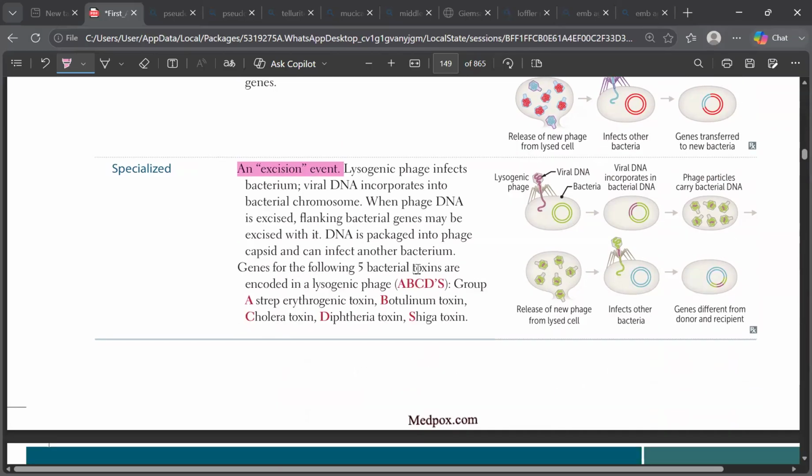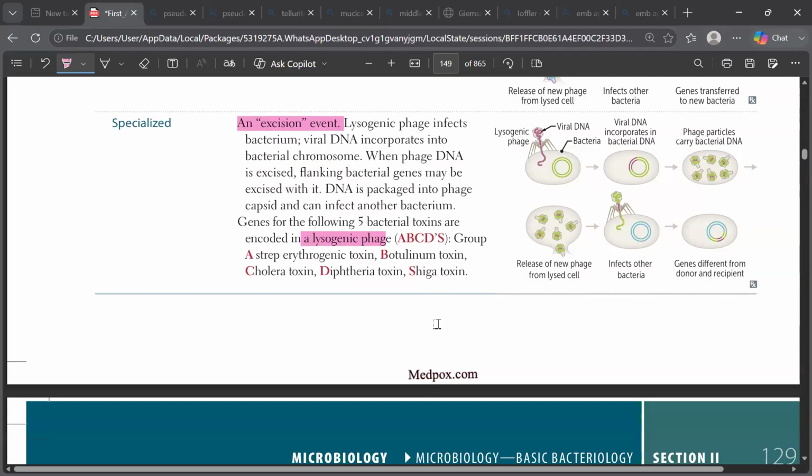Genes for the following 5 bacterial toxins are encoded in a lysogenic phage. Group A strep erythrogenic toxin, botulinum toxin, cholera toxin, diphtheria toxin, and Shiga toxin. All of these are encoded in a lysogenic phage, these ABCDs. A strep erythrogenic toxin, B botulinum toxin, C cholera toxin, D diphtheria, and then again Shiga toxin.